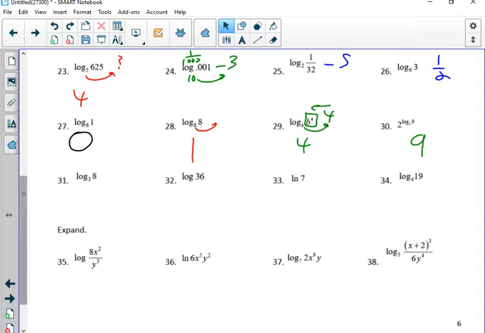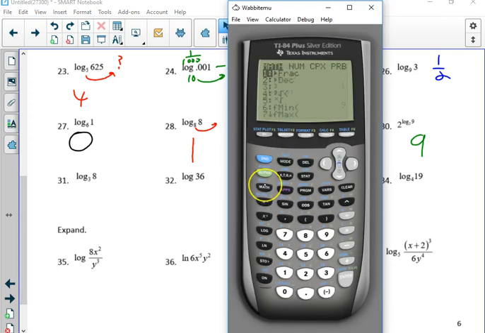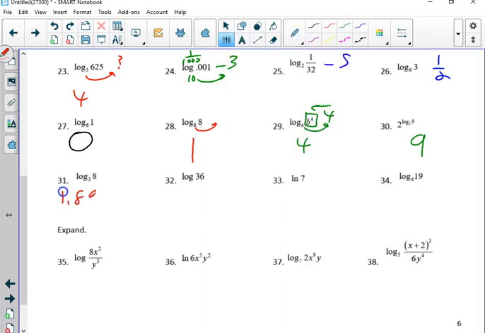Now this one, if this was a 9, it'd be easy. It'd be 2. 3 squared is 9. We don't have an easy answer. So we go to math, log base, and we put in 3, 8. And we get a long decimal. And it says round to the nearest 10,000th. That's 4 places. So that's 1.8928.